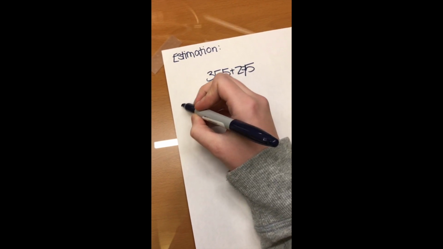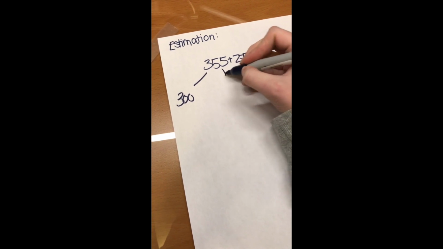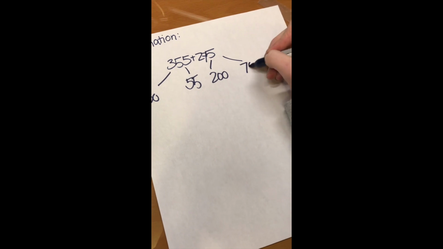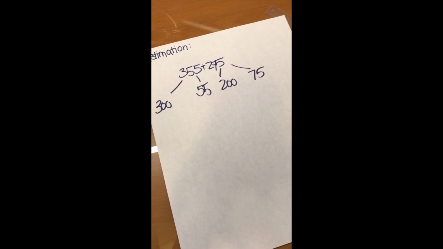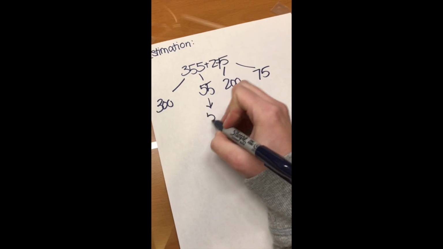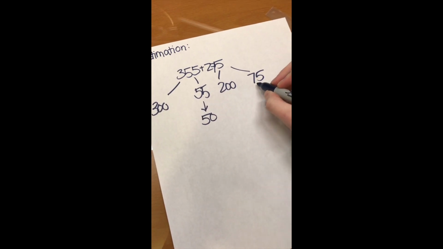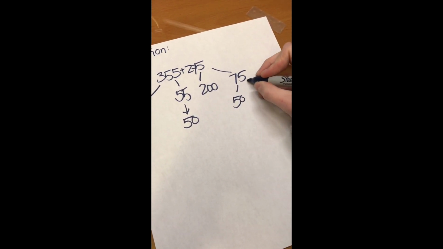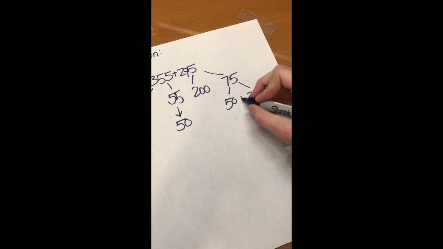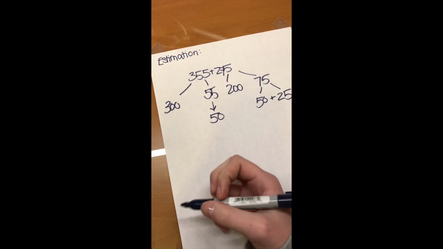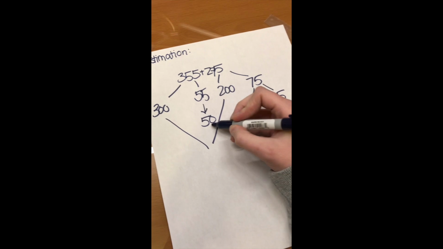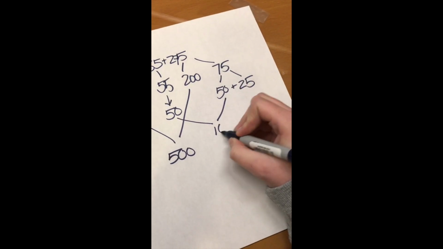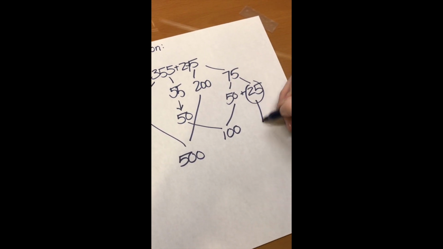So I'm going to break it into 300 and then 55, and 275. These numbers can be a little friendlier, so we are going to round this down to 50, and break it down further to 50 plus 25, so that equals 75. We're next going to add our hundreds together and our 50s together. So we get 500 and we get 100, and we're left with our 125, so we'll bring that down.